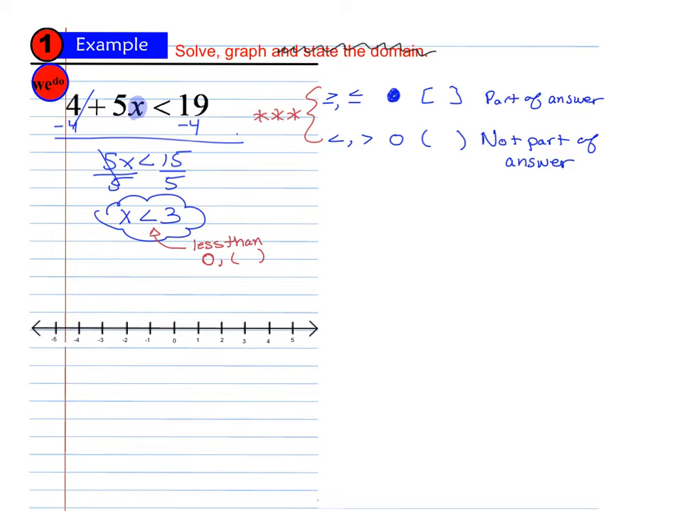So we're going to go to 3. We found 3. We're going to put an open circle, and 3 is not part of my answer, so it's not going to be filled in. And then it says x is less than. All the numbers that are less than 3 are to the left side. Any numbers that are less are always to the left side, and it's going to negative infinity.